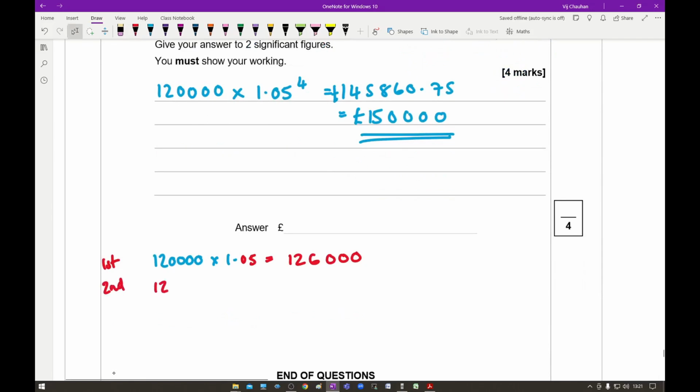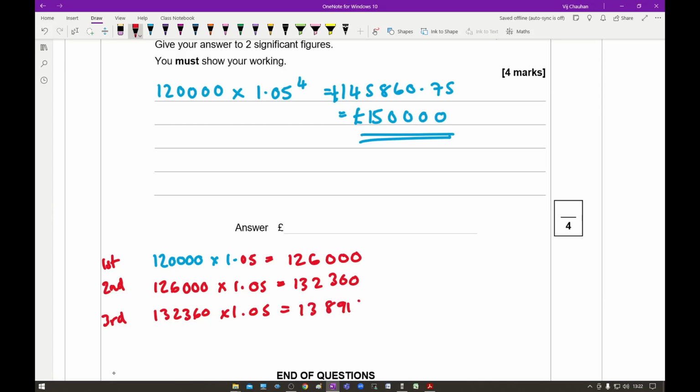Then for the second year, I'm going to do 126,000 times another 5%, and that comes up to 132,300. Then the third year, I do 132,300 times 1.05, and that comes up to 138,915. And then the fourth year, it's going to be 138,915 times 1.05, and that comes up to the answer which I got previously, which is 145,860.75.